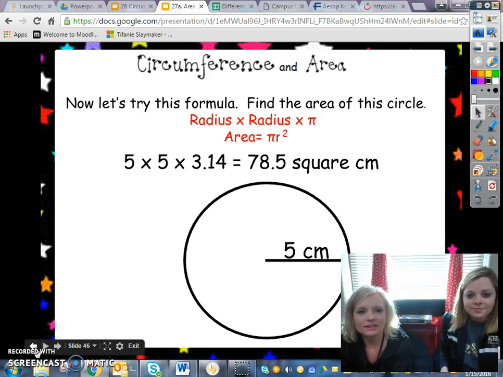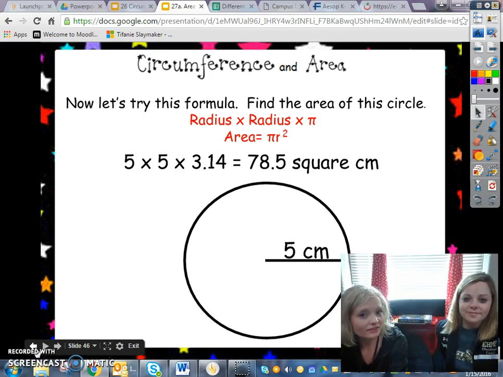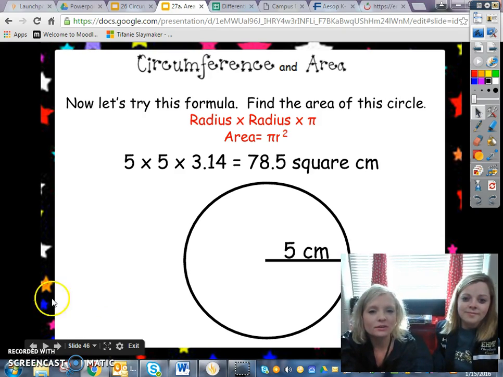Now let's try this formula. Find the area of the circle. This is what the video talked about: radius times pi. That's how we got the formula of area equals pi r squared.